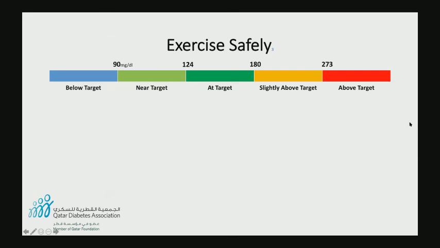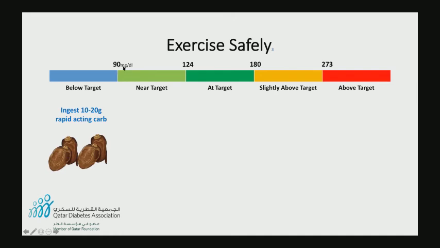So before starting an exercise, this is especially for people with diabetes, you need to check your blood glucose. If it's less than 90 milligrams per deciliter, then it's way below the target. In this case, you need to ingest 10 to 20 grams of rapid acting carbohydrates. We can take dates, for example. It's a good example of rapid acting carbohydrates. One date is 5 grams, so you will need 2 to 4 dates before starting exercise.